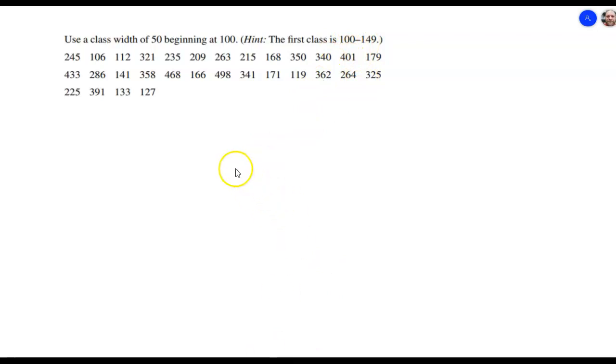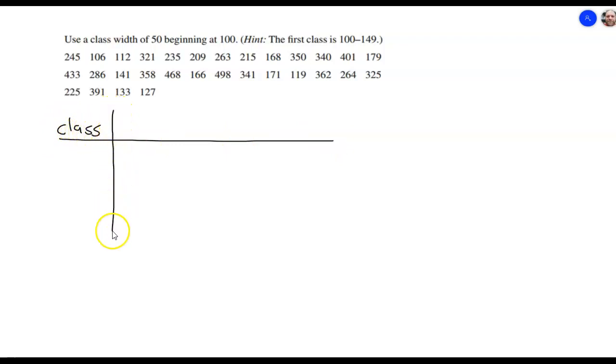So let me show you how we're going to set this up here. We're going to call this first column here class. And we're going to go down. And so the first one starts at 100 and goes to 149. That's what they went ahead and said to use.